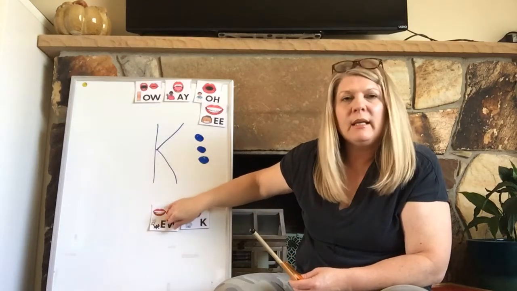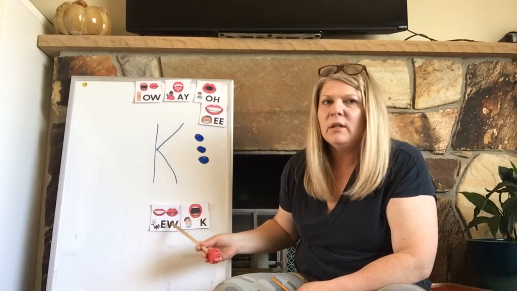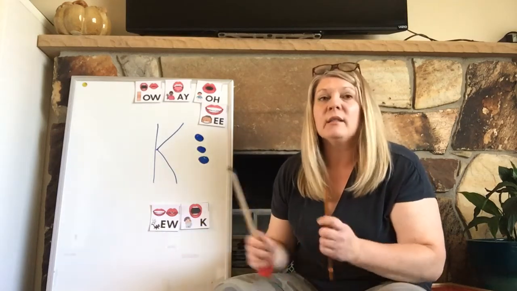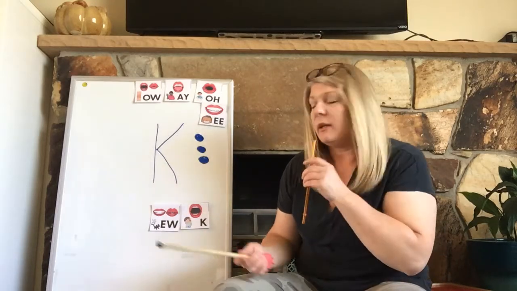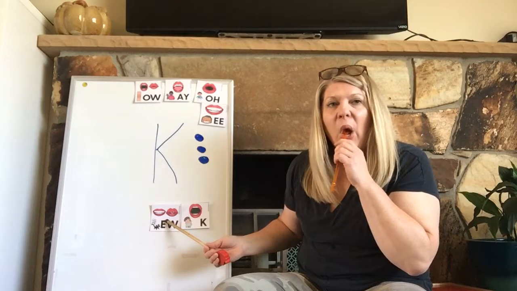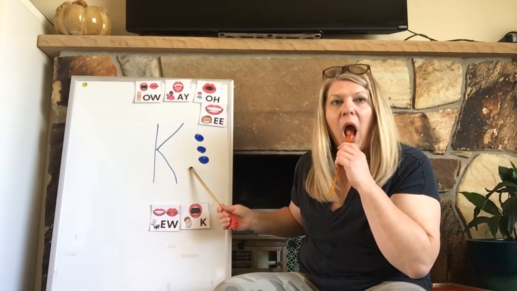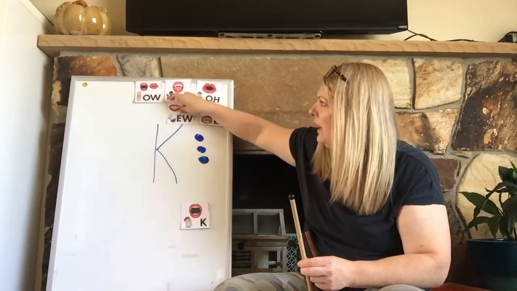Okay, here's our smelly skunk sound, and it says ew, ew, ew. I'm going to use my straw this time in case some of you are practicing with your finger or a straw or something. Ew, ew, ew. See, I had to push my tongue tip down, and I said it the right way.